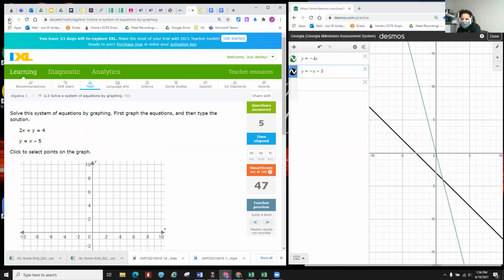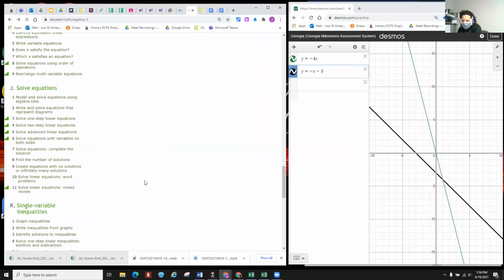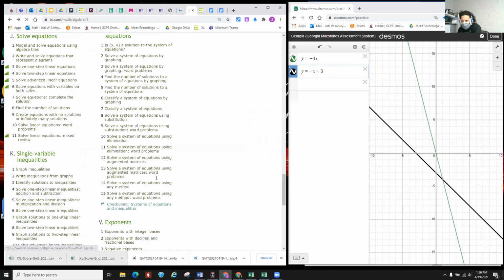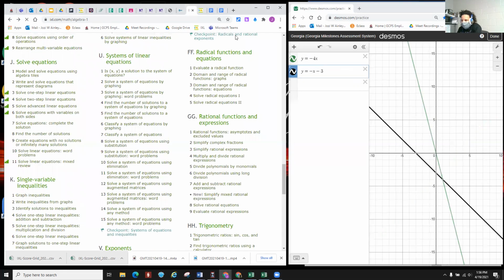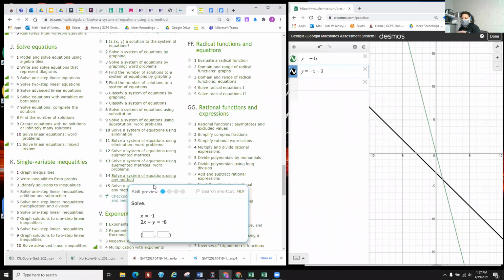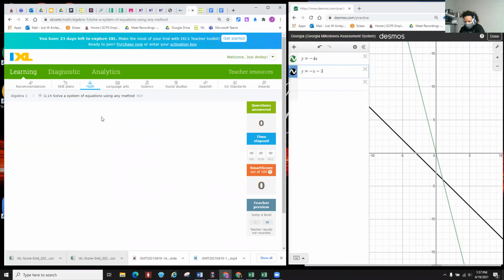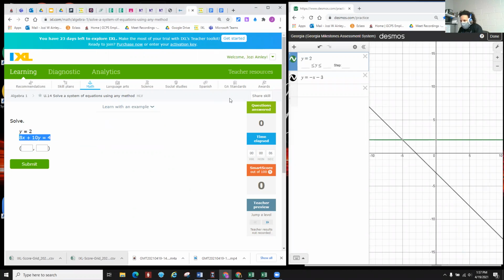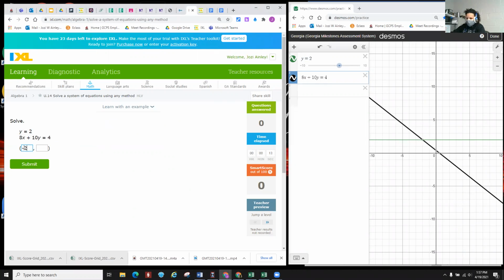And then let me show you finally the last one. All right, last one is U14. Solve the system using any method at all. And it's pretty much the same thing that we did in the first one. Just copy, paste, copy, paste. Okay, your solution is where they cross, which is -2, 2.